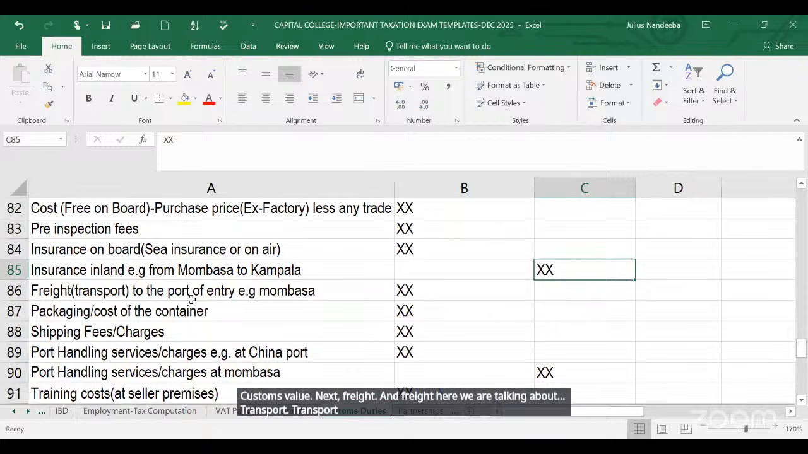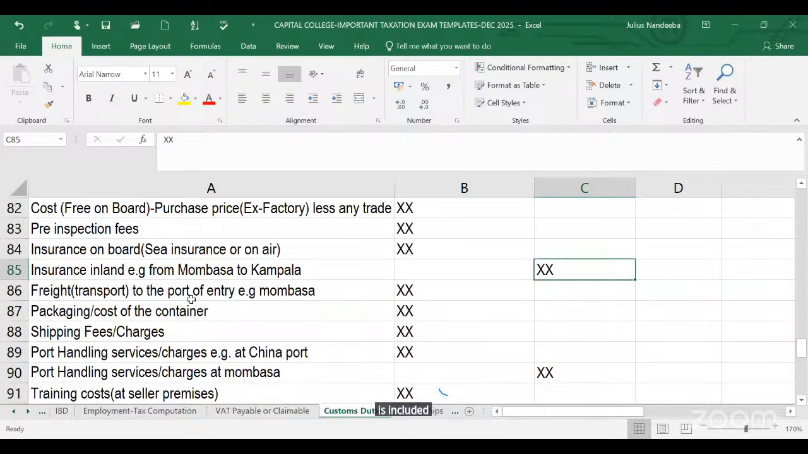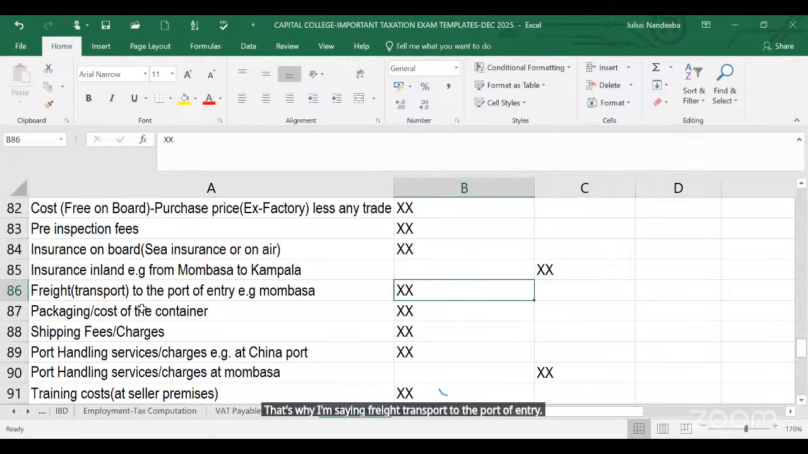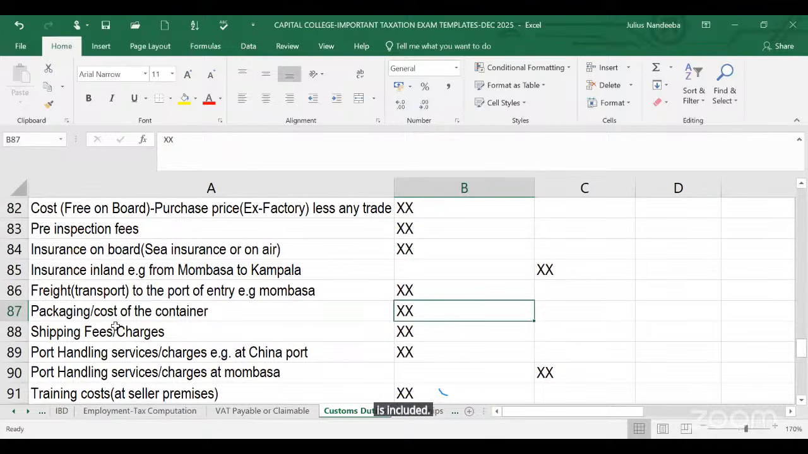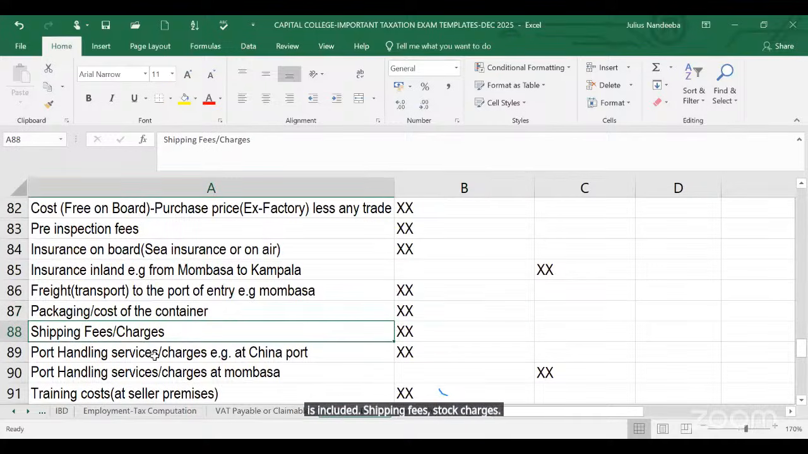Transport to the point of entry from China, for example, up to Mombasa, is included if you're using any other transport other than air transport. If you're using air transport, it will not be included. That's why I'm saying freight transport to the port of entry is included. Packaging stock cost of the container is included. Shipping fees stock charges is included.